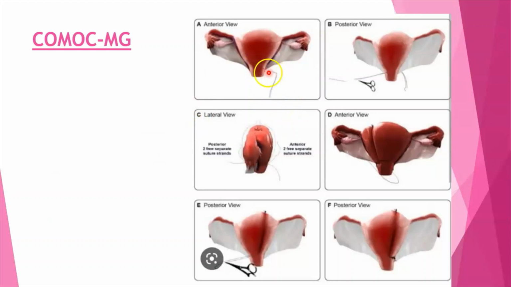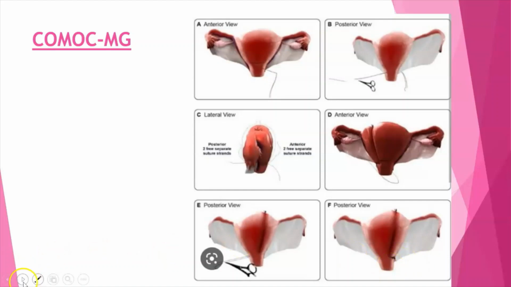As you can see, the straight needle is inserted from the lateral border of the uterine incision, and it comes out posteriorly, and the straight needle is cut. Now the two free separate suture strands are tied above the uterus to create compression. The curved end of the needle is passed through the avascular broad ligament, and again the needle is cut and tied to create occlusion of the uterine artery.